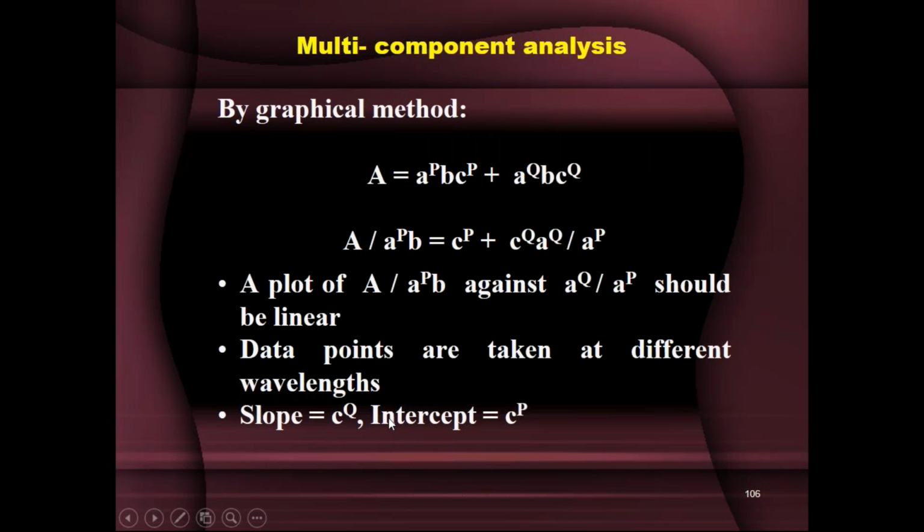You will get a straight line intercepting the y-axis. The intercept will give you the CP value, and the slope of the linear curve will give you CQ. So this way we can find the concentration of P and Q by the graphical method. This is also a method by which we can do multi-component analysis.